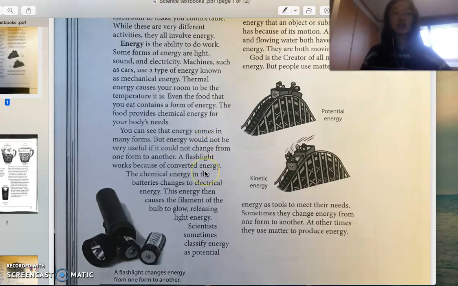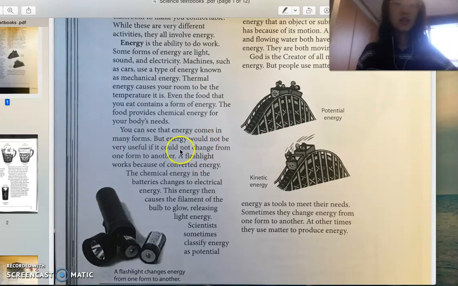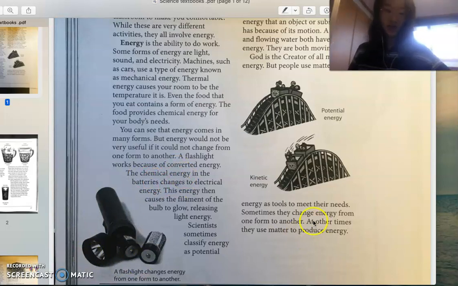You can see that energy comes in many forms, but energy would not be very useful if it could not change from one form to another. A flashlight works because of converted energy, so that's like changed energy. The chemical energy in the batteries changes to electrical energy. This energy then causes the filament of the bulb to glow, releasing light energy.